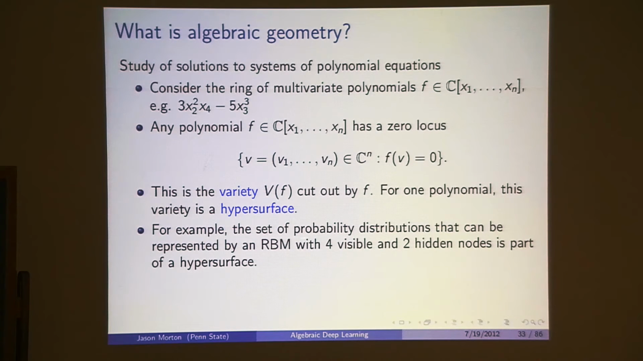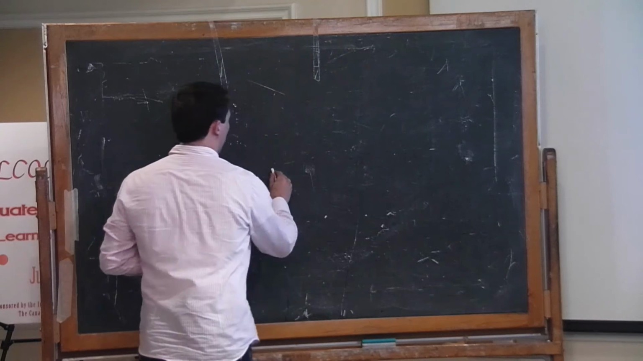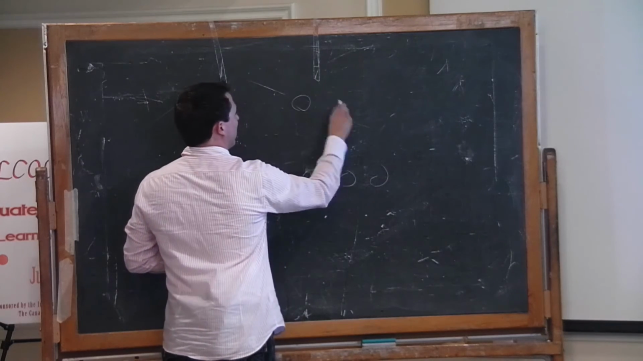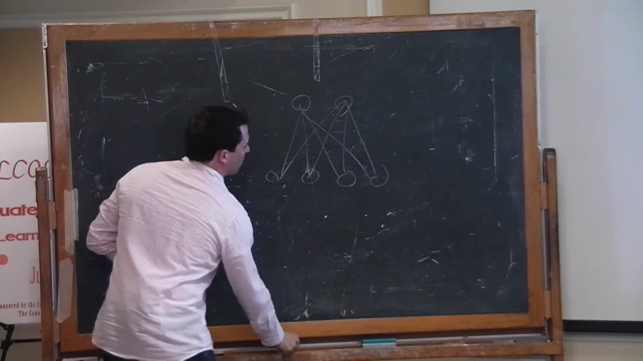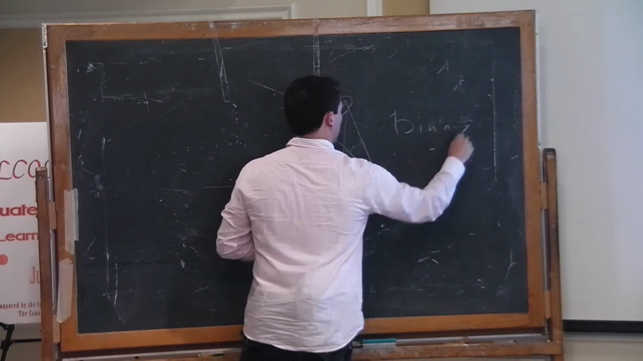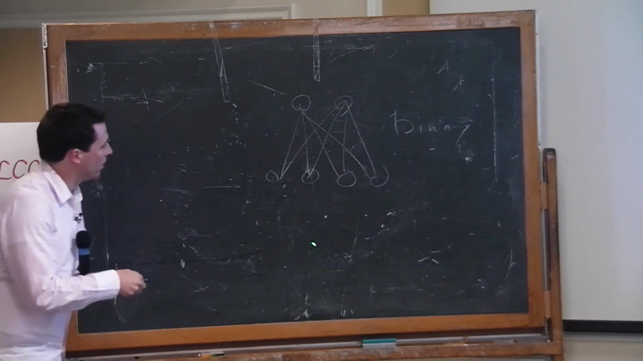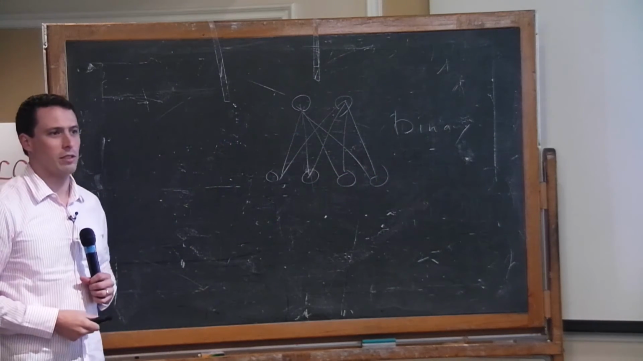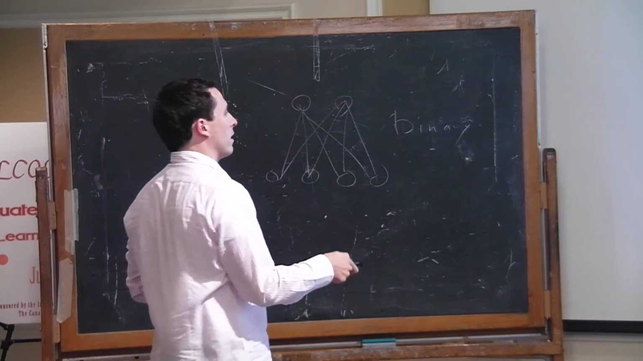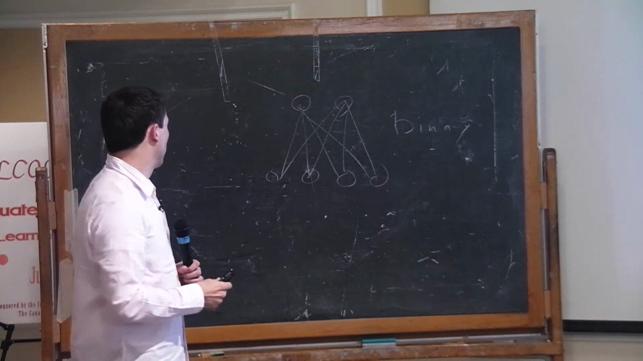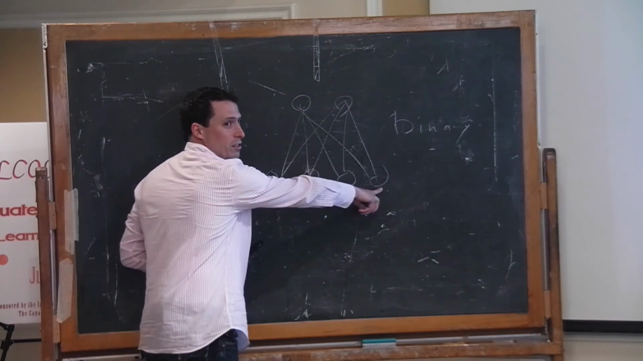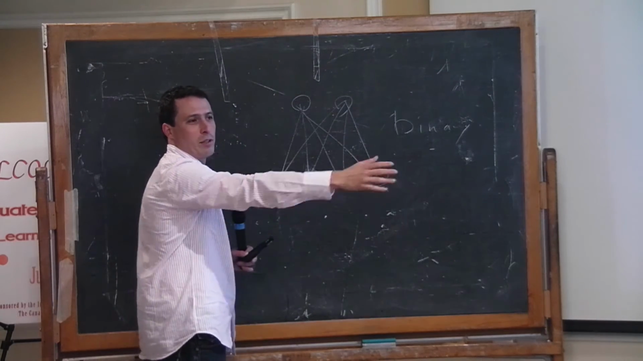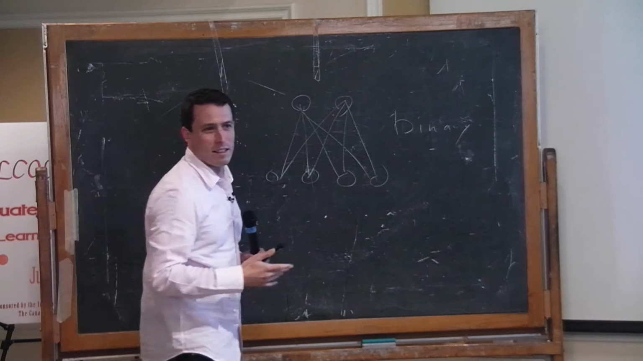Here's another example. Consider a restricted Boltzmann machine that has 4 visible and 2 hidden nodes, and it's binary. So it's a 15-dimensional space of probability distributions that it can represent. Why? Because this is R^2 tensor R^2 tensor R^2 tensor R^2, or 2 to the 4, and then I subtract 1 because there's a normalizing constant.